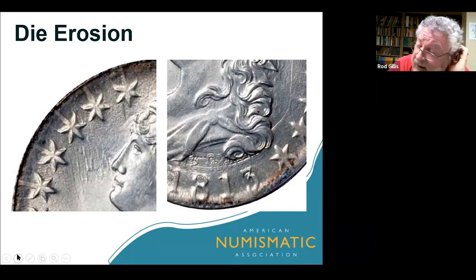If you look at Lincoln cents from the late 1920s, there are certain Lincoln cents that you would swear are VF coins, very fine coins. And actually they're mint state, but the dies were just so worn, because during that time period they used dies until you just couldn't use them anymore. They fell apart. And so that's what we mean by die erosion.